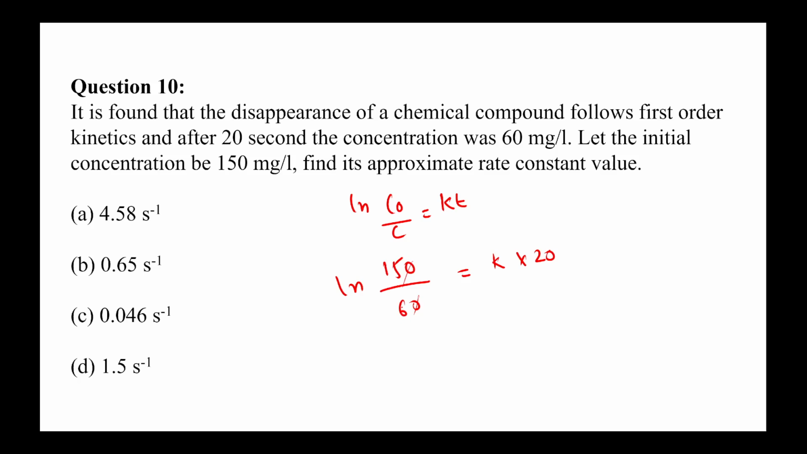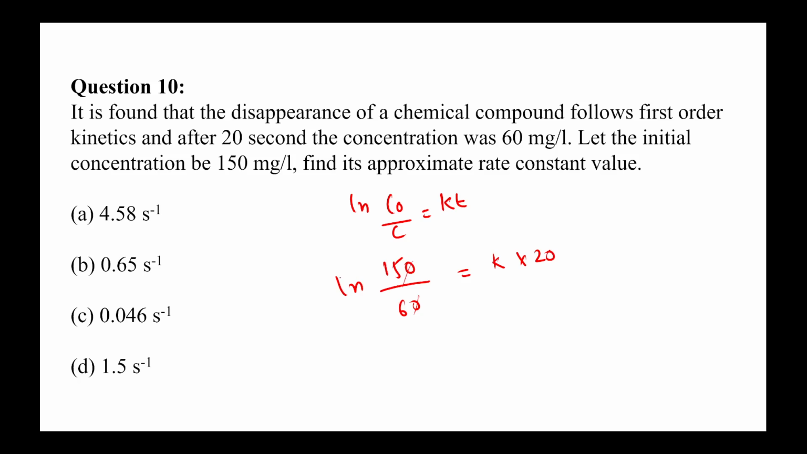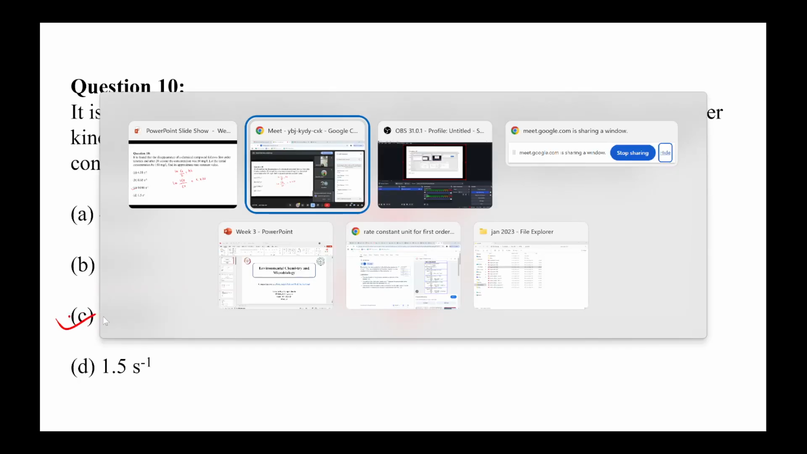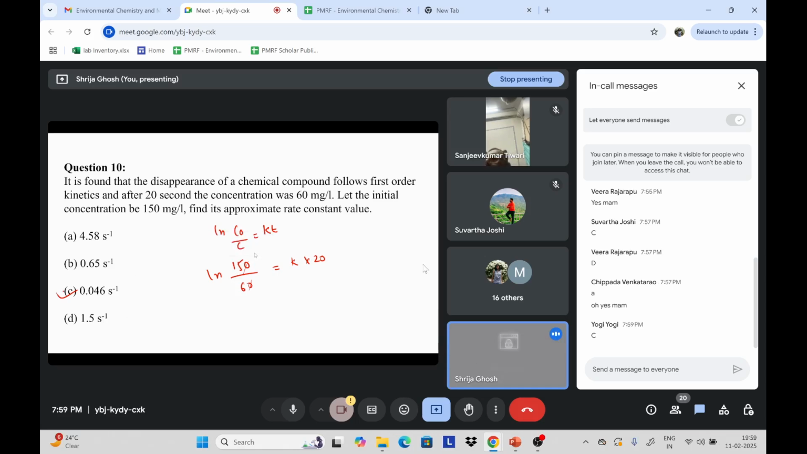Just divide 15 by 6 and then take a natural log of that and then divide by 20. So the answer is 0.046 per second. That is option C. So Suartha Joshi answered it correctly, option C. Others, I'm assuming, would have done some calculation mistake.